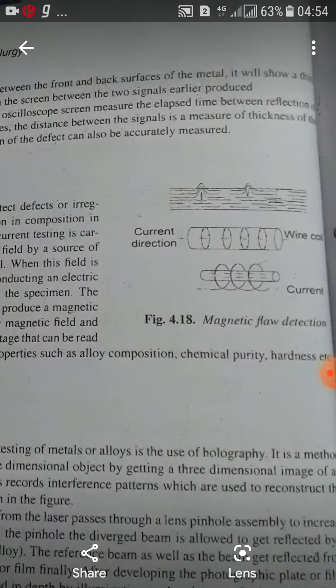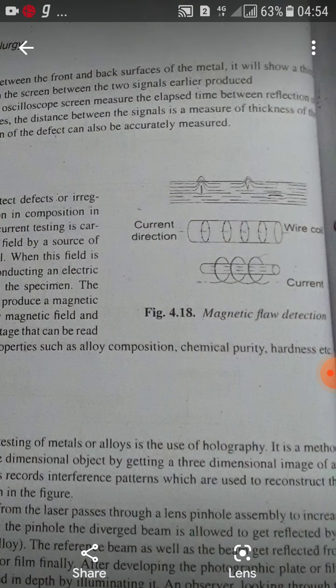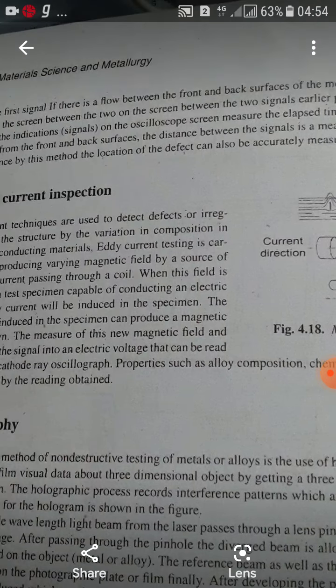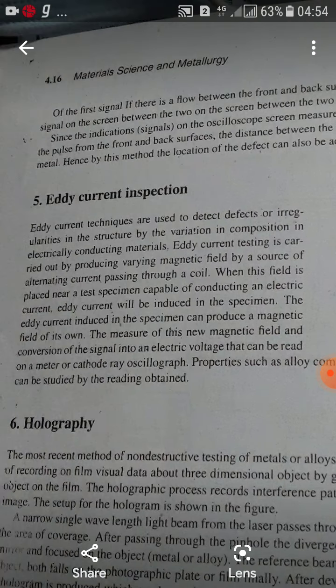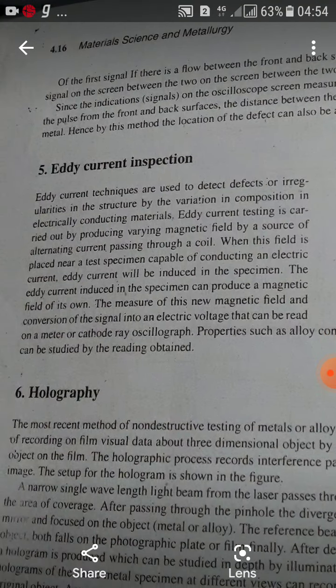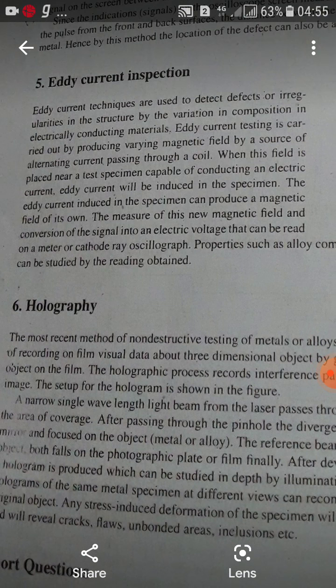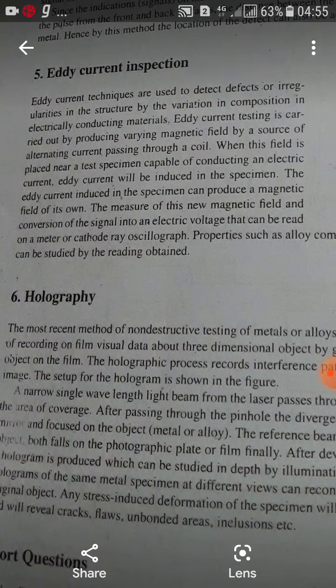In eddy current inspection, it is also based on current detection, a wire wound technique, to generate magnetic field detection. It is used to check irregularities in the structure by variation in composition in electrically conducting materials. This is produced by a varying magnetic field by a source of alternating current passing through a coil.